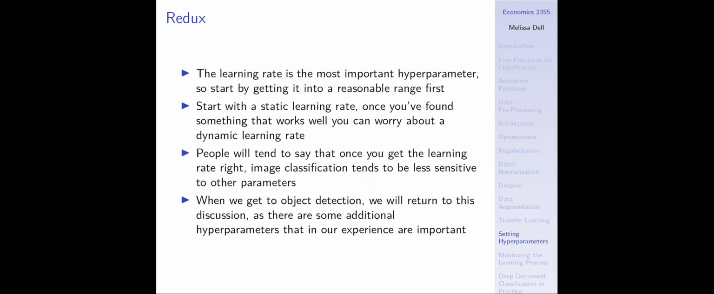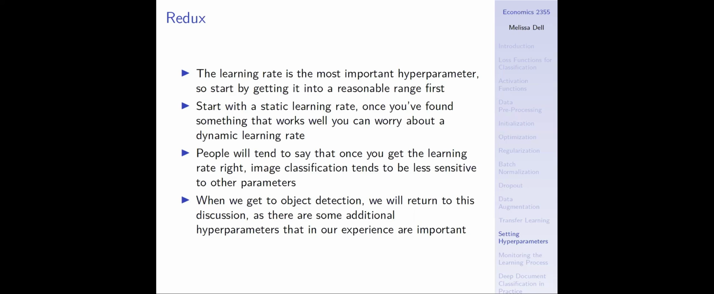Okay, so just to sum up, the learning rate is usually the most important hyperparameter, and we'll talk about other ones next week. The hyperparameters are going to be a little bit different if you're just doing classification, like we're talking about now, versus object detection, which we're going to talk about in a few minutes. No matter what you're doing, the learning rate is probably going to be the most important. Start with a static learning rate. Once you've found something that works well, you can worry about a dynamic learning rate schedule.